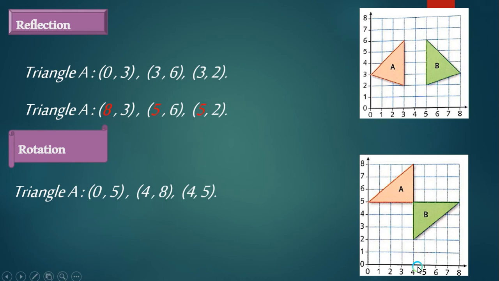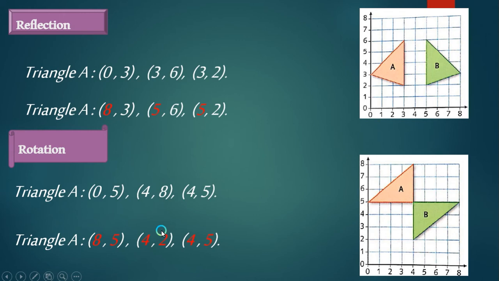So the triangle, after making a rotation, 0, 5 will be 8, 5, here. This point 4, 8 will be 4, 2. And 4, 5 will be 4, 5.